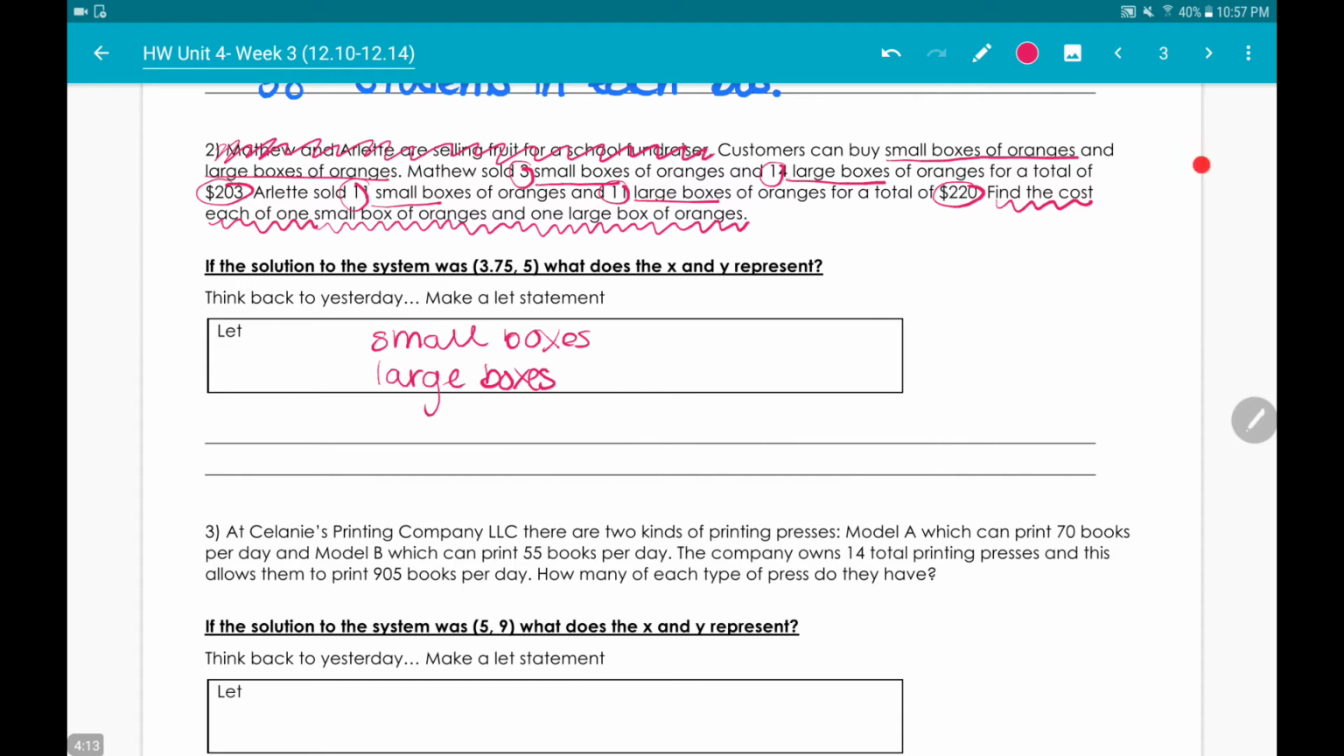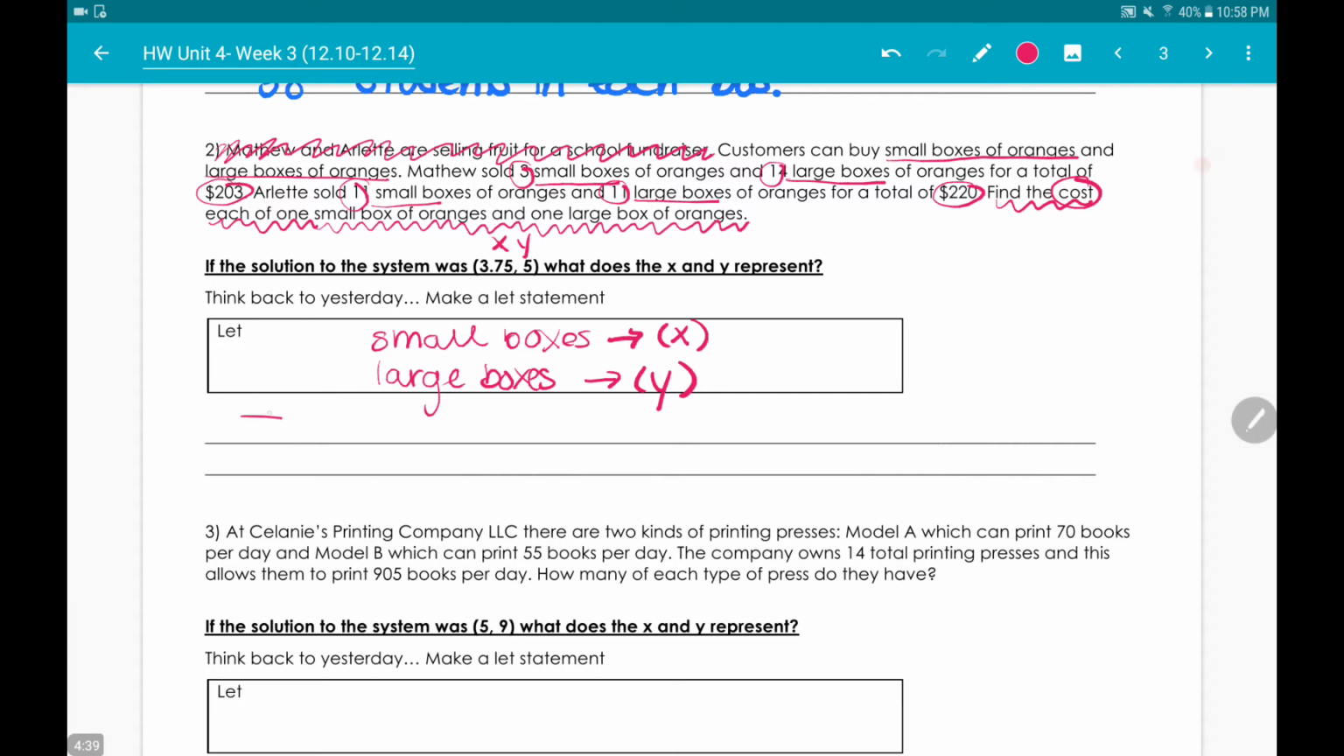Anyway, find the cost of each one small box of oranges and 1 large box of oranges. So our 2 variables definitely are small boxes and large boxes. Let's go ahead and define them. Let this one be x and this one be y. All right, and we are talking about cost. So if this is my solution, what does the x and y represent?